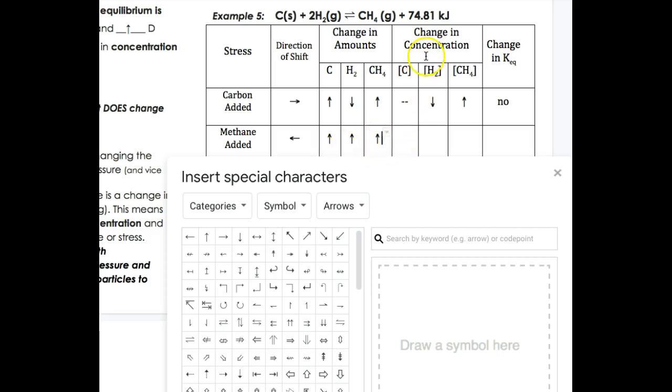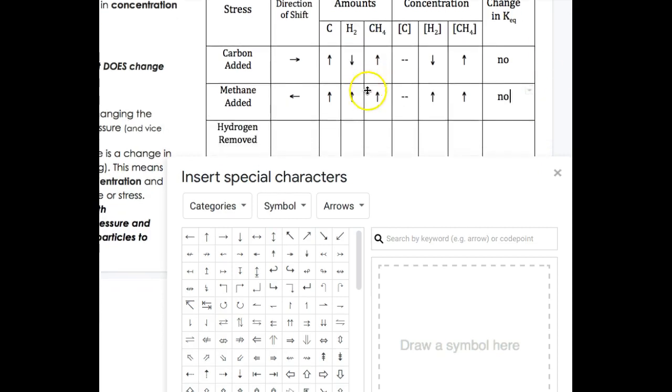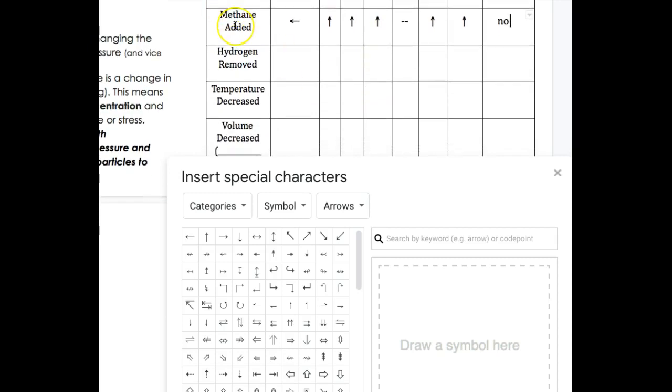And the concentrations can change depending on the state of matter. So if you recall, solids don't change. So carbon's concentration is not going to change. And because these two chemicals went up in amount, then their concentrations will also go up. And the K value is unaffected by amount added or removed.